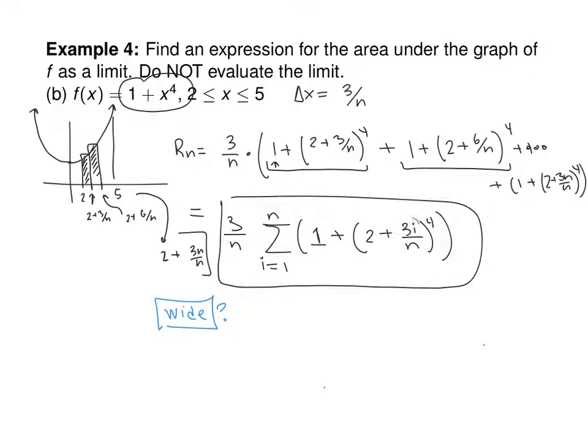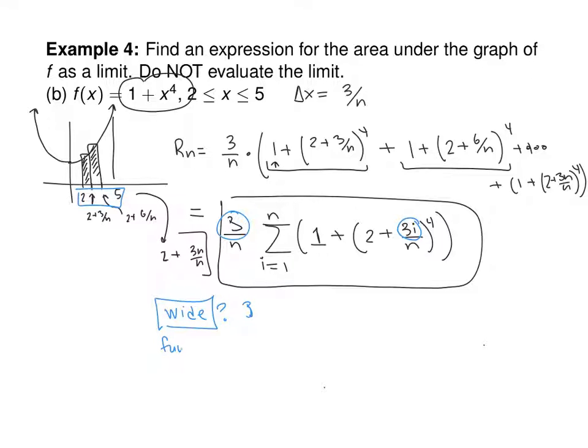The 3i over n kind of does, or this 3 does. Do you see what I'm saying? The distance from 2 to 5 is 3. Does that make sense? 5 is 3 spaces away from 2. How wide was the interval in example A? How far from 1 to it was, yeah, and so the width was 15. Okay, so the width in this case is 3.